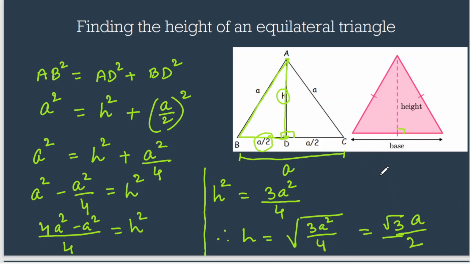So in this way we can find the height of an equilateral triangle as root 3A by 2. So we can remember this derivation directly. Whenever you are asked to find the height of an equilateral triangle, you can easily find it by this formula, that is root 3A by 2.